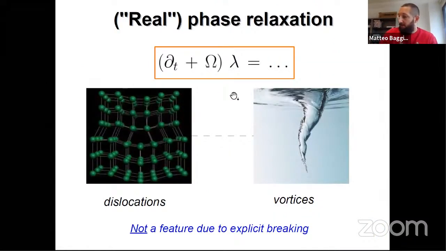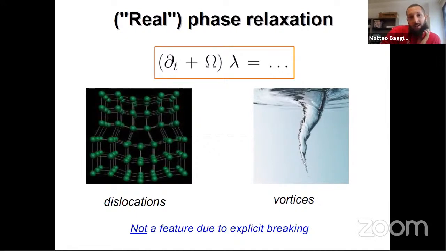Now, the last thing I want to discuss a bit is what phase relaxation is. This is a word which I used a lot, so where does it appear? It appears in all these kinds of systems where you are breaking a symmetry spontaneously, so you have some kind of order, and the order is related to the coherence of this Goldstone mode. But for a certain reason, this coherence is broken. So the Goldstone mode relaxes and the order gets destroyed.